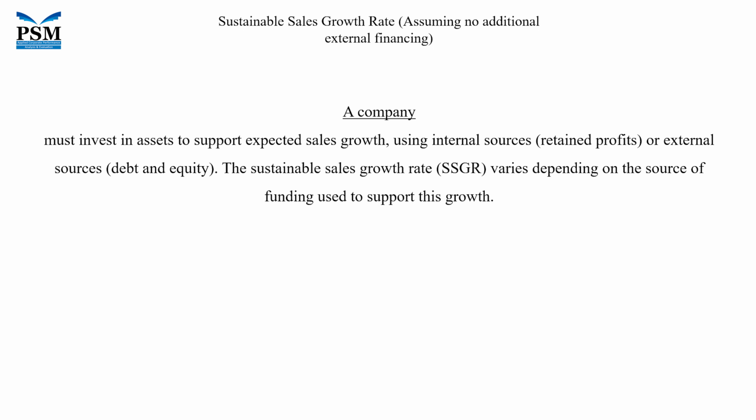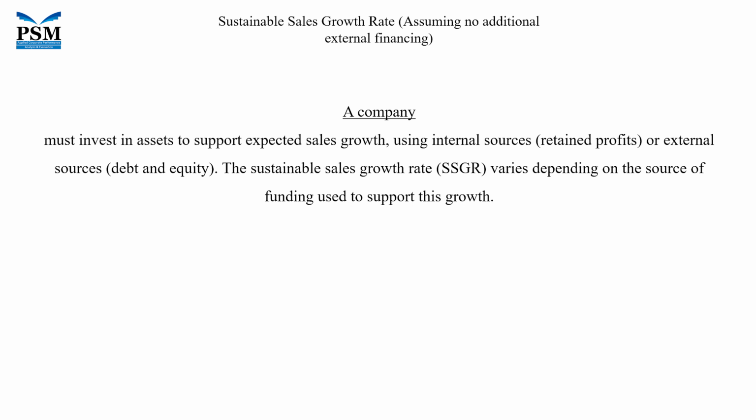Now, we have to understand the definition of sustainable sales growth rate. It's actually the maximum annual percentage increase in sales a company can achieve without using additional external funding. Sustainable sales growth rate is the maximum annual percentage increase in sales a company could achieve without using additional external funds. It is the growth rate that is entirely funded with internal profits and operating liabilities.